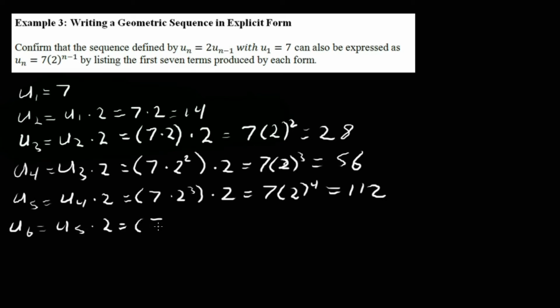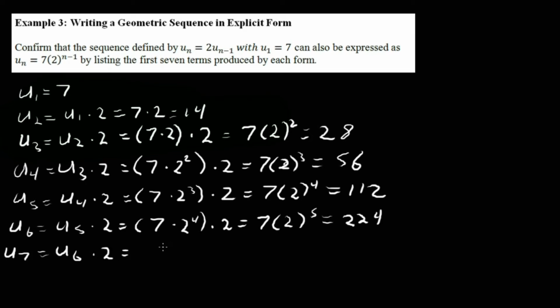U sub 6, that's our fifth term times 2. Our fifth term was 7 times 2 to the fourth power. Now we're going to multiply that by 2, so that gives us 7 times 2 to the fifth power, which is 224. And finally, u sub 7 is our sixth term times our common ratio. Our sixth term was 7 times 2 to the fifth power. We'll multiply that by 2, so we're left with 7 times 2 to the sixth power, which is 448.